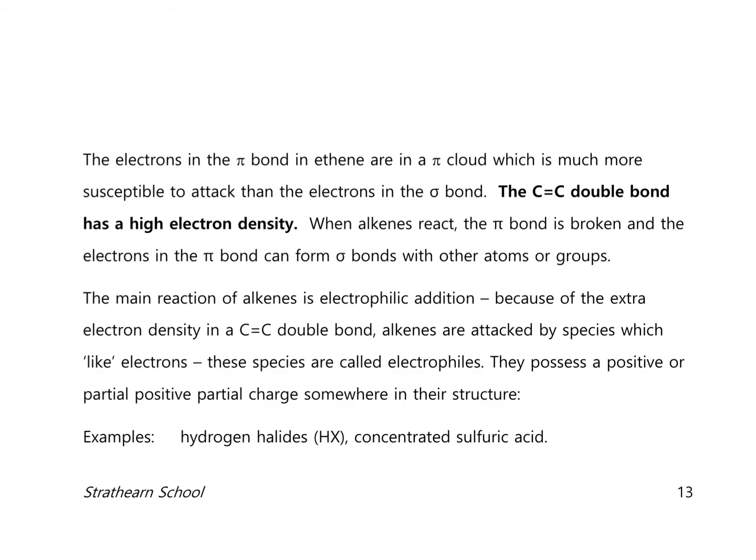So now that we understand a bit more about the type of bonding in the carbon-carbon double bond, let's briefly talk about what actually happens when the double bond reacts. Essentially, the electrons in the pi bond in ethene or any other alkene, the carbon-carbon double bond of the alkene, are in a pi electron cloud, which is much more susceptible to attack than the electrons in the sigma bond. And what we mean by attack is just reaction with another molecule. The carbon-carbon double bond has what we call a high electron density. Let me show you what I mean by that.